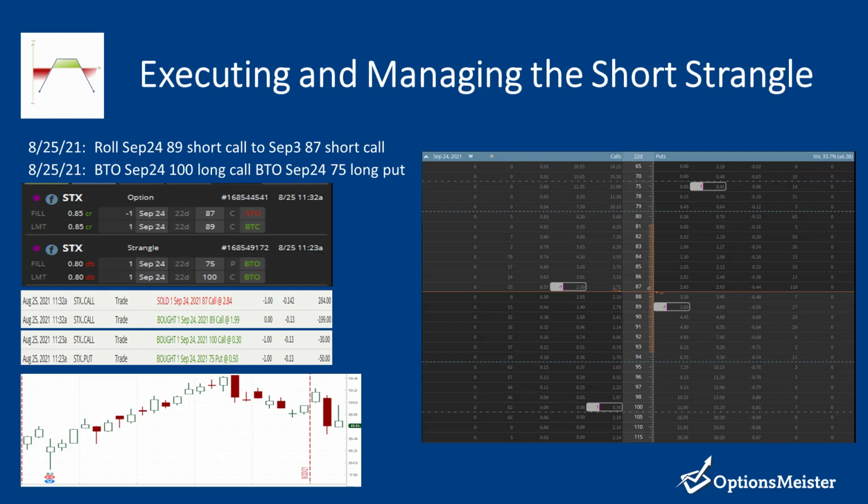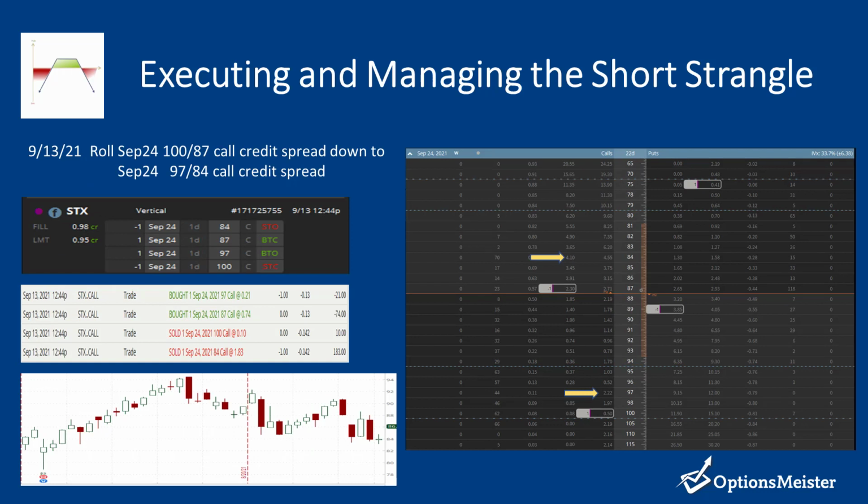This creates a 90 by 87 inverted strangle. A 75 put and a 100 call were added to decrease the buying power requirement. After these adjustments, the accumulated premium is $497. If we are fortunate enough to have price pinned between 90 and 87, the inverted strangle can be closed for a debit of $300. STX traded in a relatively tight range for a couple of weeks.